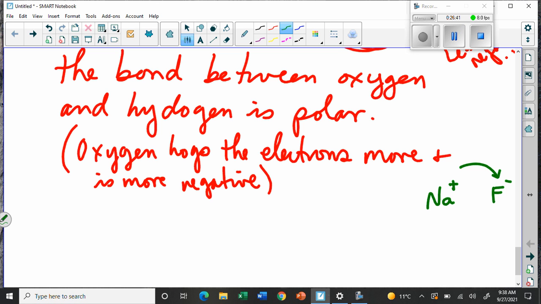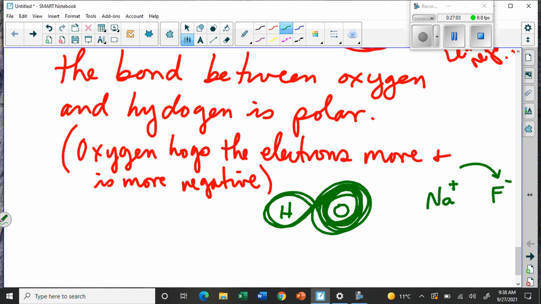It doesn't bounce back and forth. It's not shared at all. Sodium never gets it back, not even for 5 seconds. That's a different story than an electron that is shared, like with hydrogen and oxygen, where it's mostly here, but it still does get a chance to visit the hydrogen every once in a while. You see the difference? So this is a sharing, but it's an uneven sharing, and this is a complete giving.